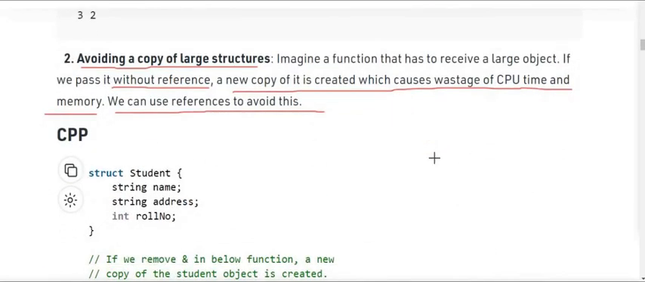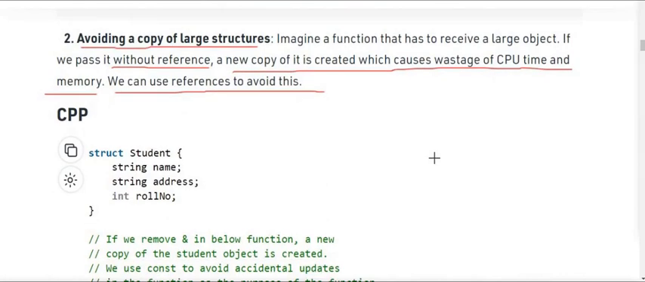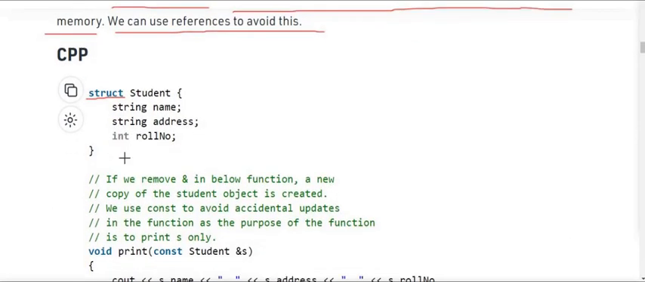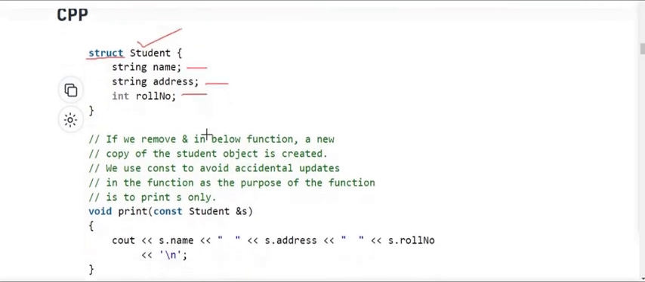So let's look at an example of this. Here we have a struct. Before C++ we used struct in C language, but in C++ we can also use struct, objects and classes both. That's why it's C++. It's an increment to the traditional C language. So we have our struct of student, which has three data members. First one is string, which is name. Second one is address, which is also string. Then we have roll number, which is of integer type.